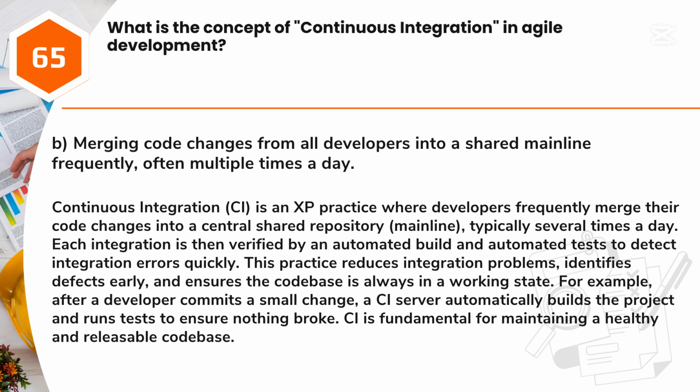For example, after a developer commits a small change, a CI server automatically builds the project and runs tests to ensure nothing broke. CI is fundamental for maintaining a healthy and releasable codebase.